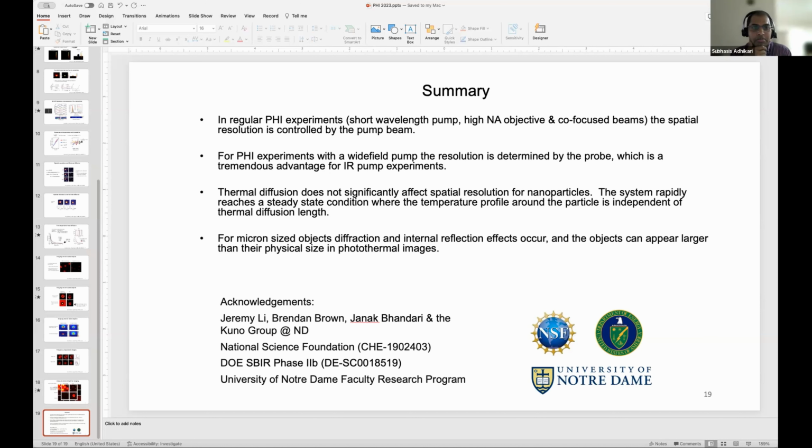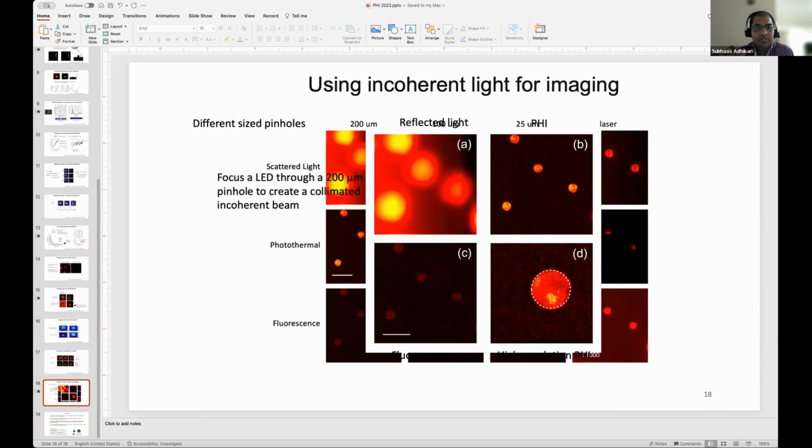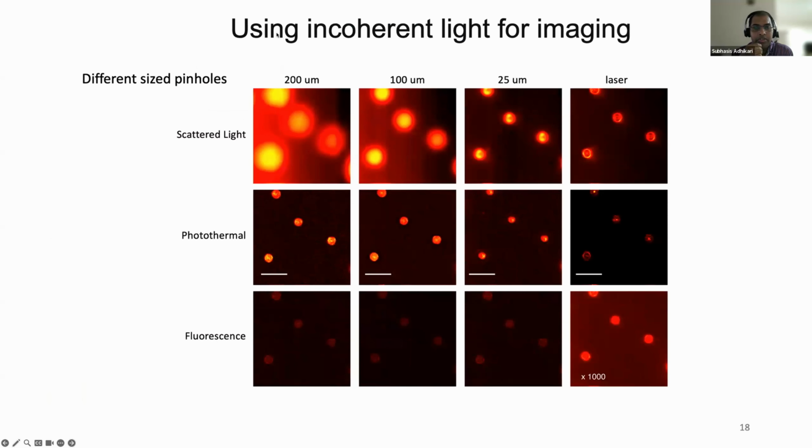I have a similar related question. If I see your images with the incoherent light, it looks to me like the spatial resolution is smaller than with the coherent light, which is in contrast to my intuition, because I would expect that with more coherence you would have a better spatial resolution. So is it true, or what is the spatial resolution for photothermal images? We're talking about this image here, compared with when you measure with the coherent light.